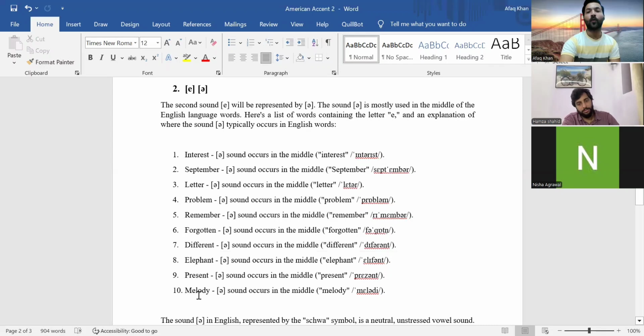Good job. So, melody. Why isn't the E here the schwa? What sound is the E here? It's A. Very good. It isn't the schwa, it's "may". Melody. That's a beautiful melody. Good job.